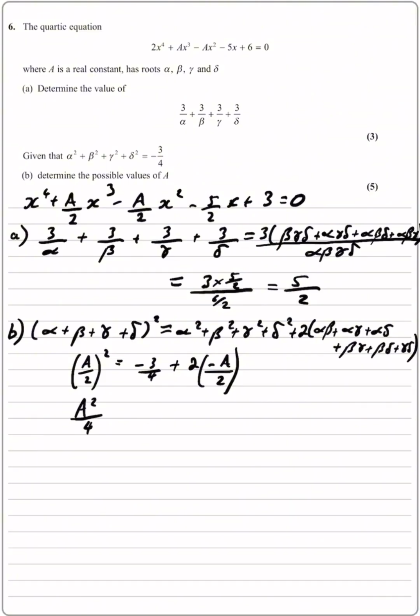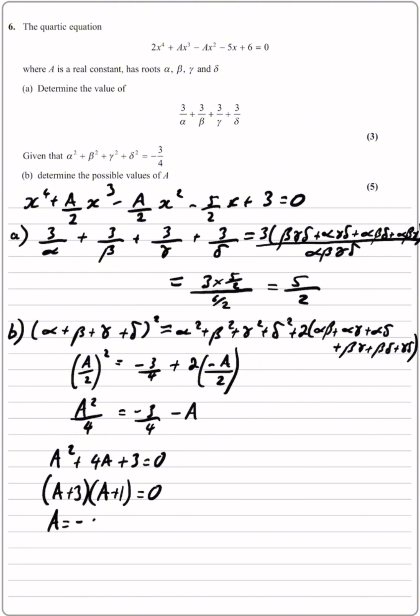And now we're dealing with a quadratic equation in terms of a. Square the a over 2. 2 lots of negative a over 2 is negative a. I've multiplied everything by 4 here and brought it all onto the left hand side. a squared plus 4a plus 3 equals 0. That one factorizes nicely: a plus 3 and a plus 1 equals 0. So our two values of a are negative 3 or negative 1.